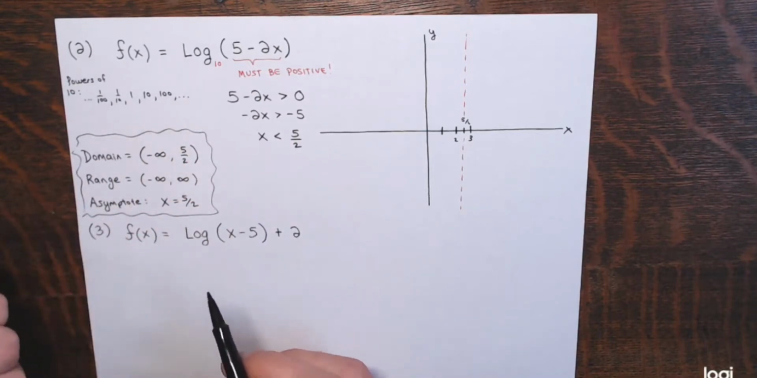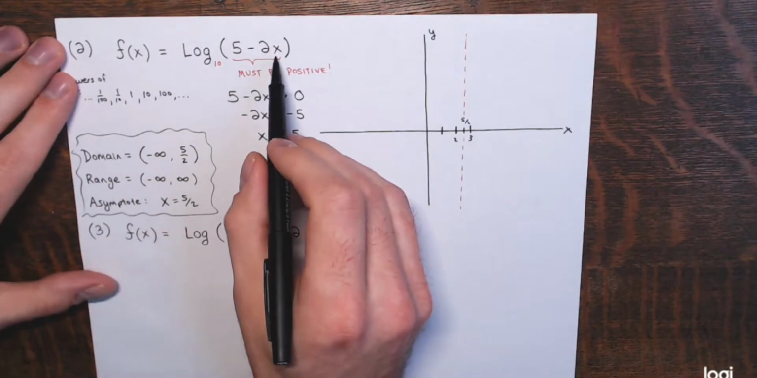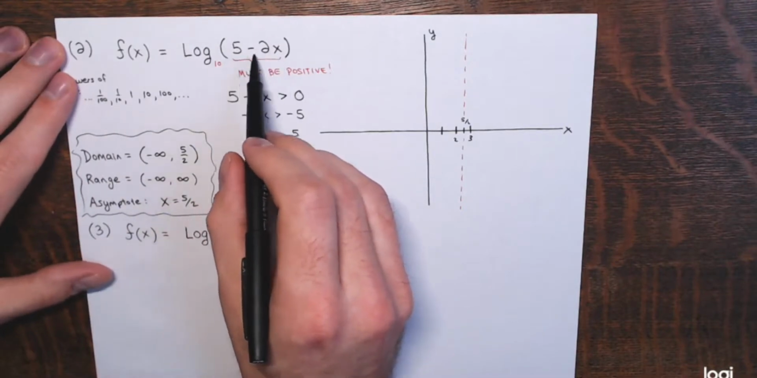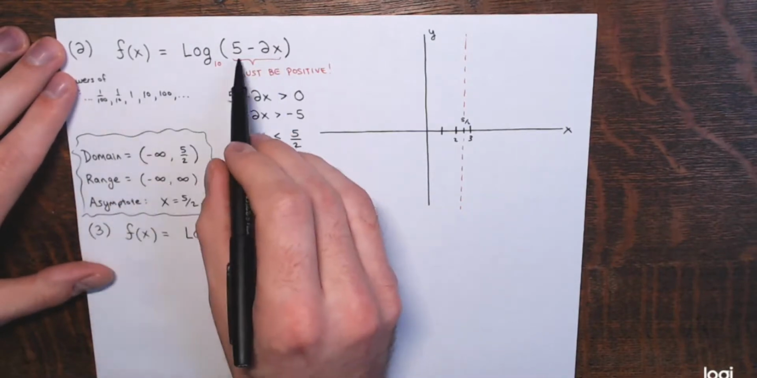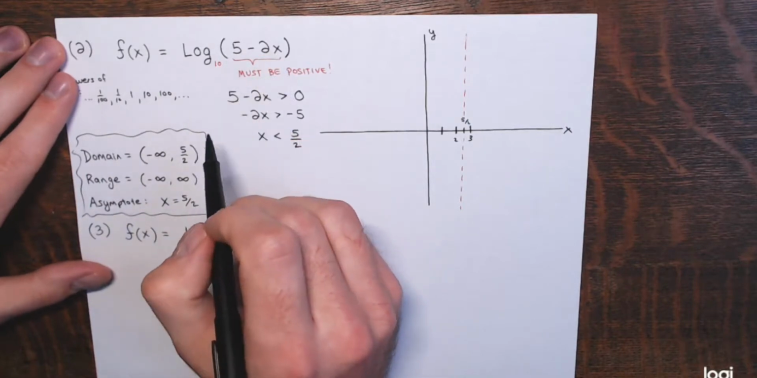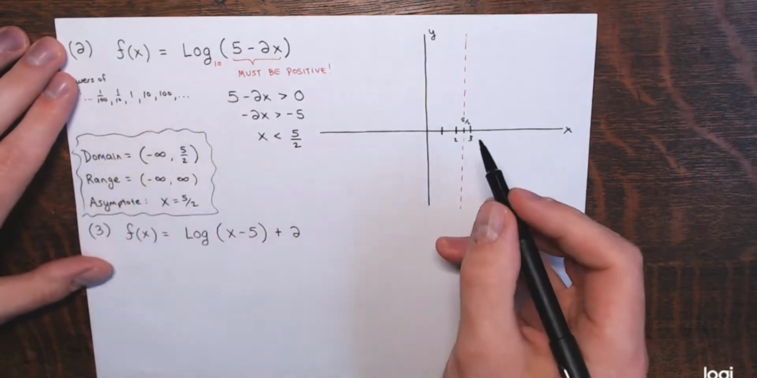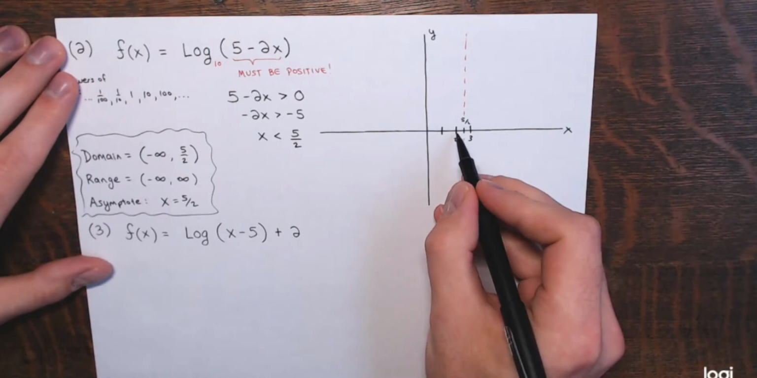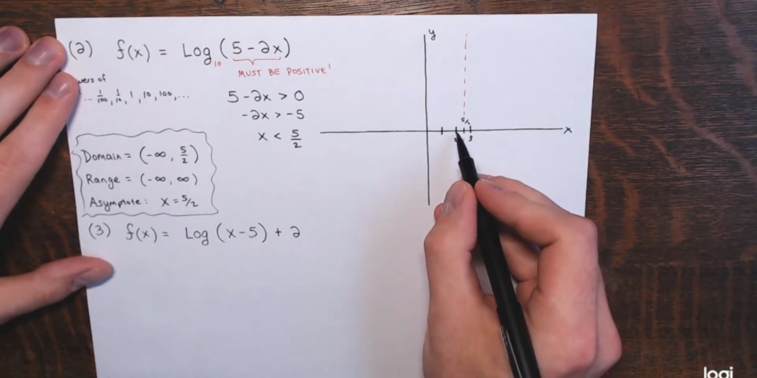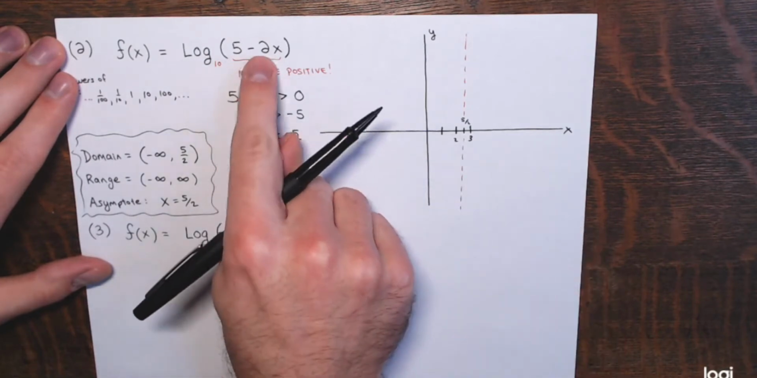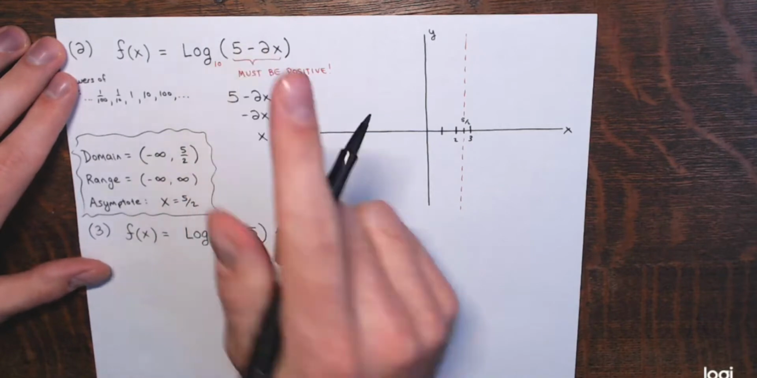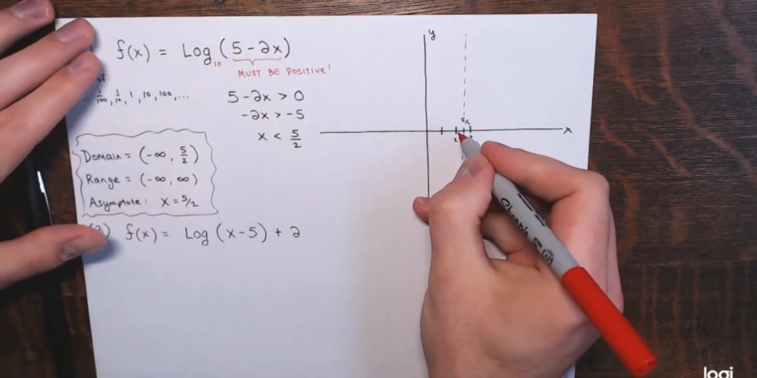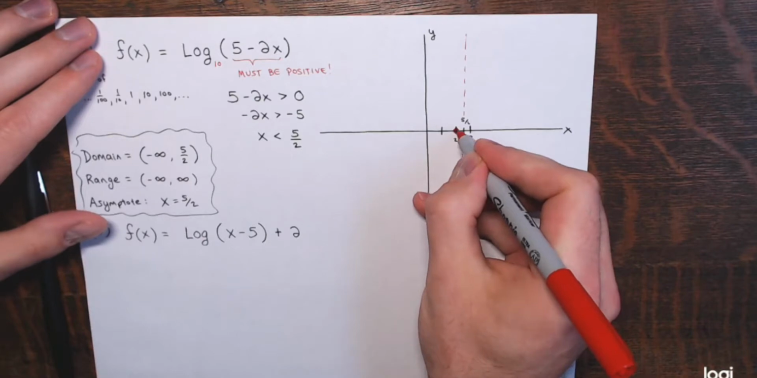All right, now to get 1 in there, we can just set this equal to each of these values. 5 minus 2x would equal 1 when x equals 2. So when x is 2, you get 0. Right, 5 minus 4 is 1. Log base 10 of 1 is 0. So 2, 0 is on this graph. 2, 0 is the x-intercept.